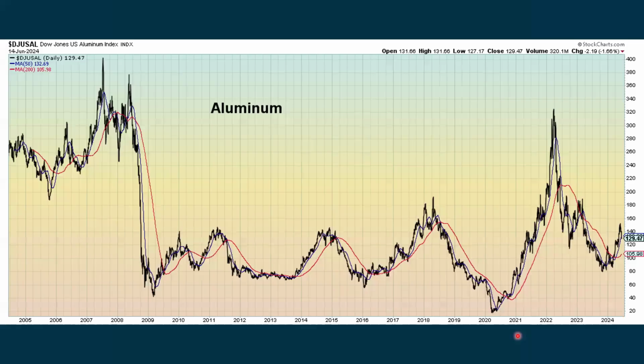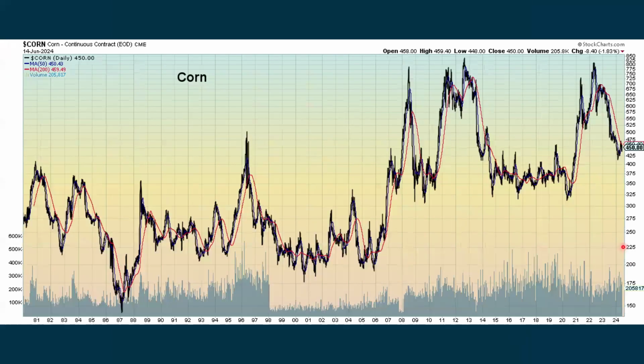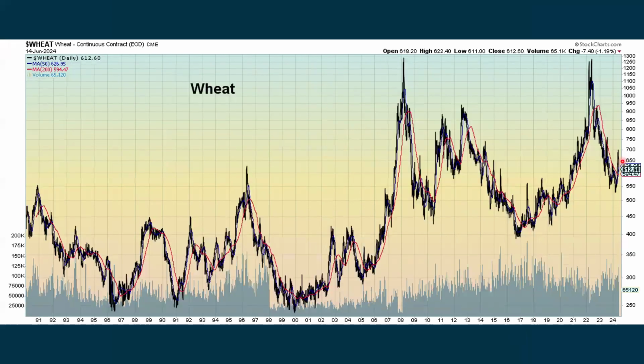Now we look at other markets, and I'm not involved in these other markets. I just look at them once a week. Here is aluminum, which is in an uptrend, but it's coming back down to its 50-day moving average. Corn has been in a downtrend. It came up to its 200-day moving average and now is starting to go back down. So that's not showing us really any inflationary signs. Wheat did break out, but is now coming back down after really declining. So that's still in a downtrend.